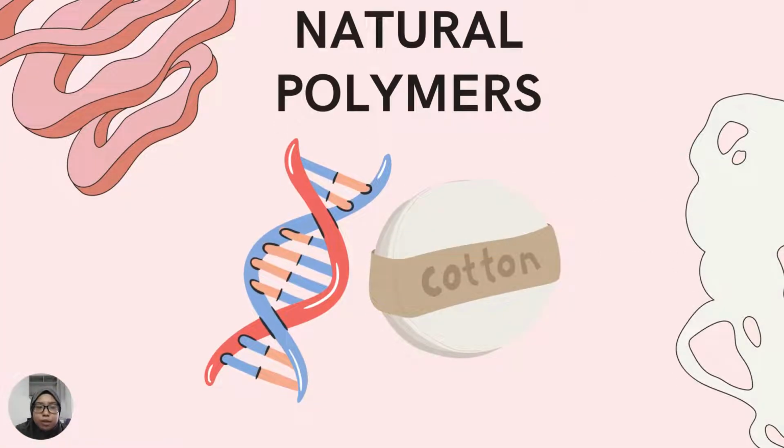Next is natural polymers. Natural polymers are one of the types of polymers. A natural polymer results only from raw materials that can be found in nature, for example, DNA and also cotton.